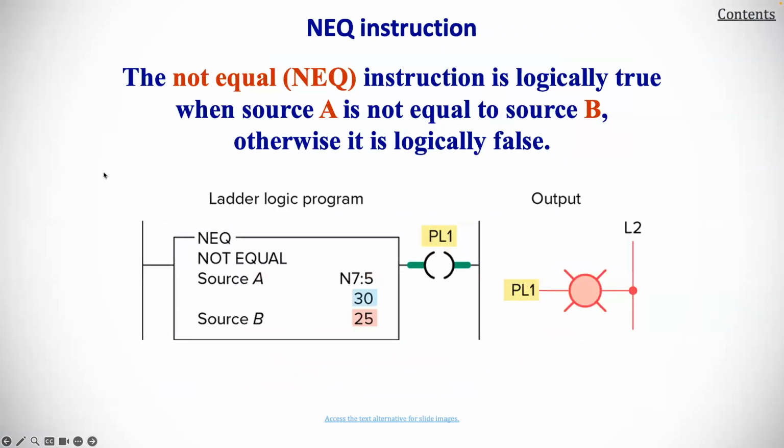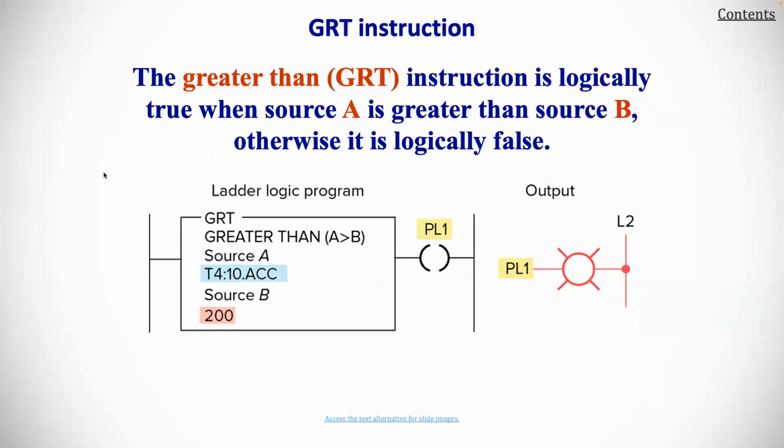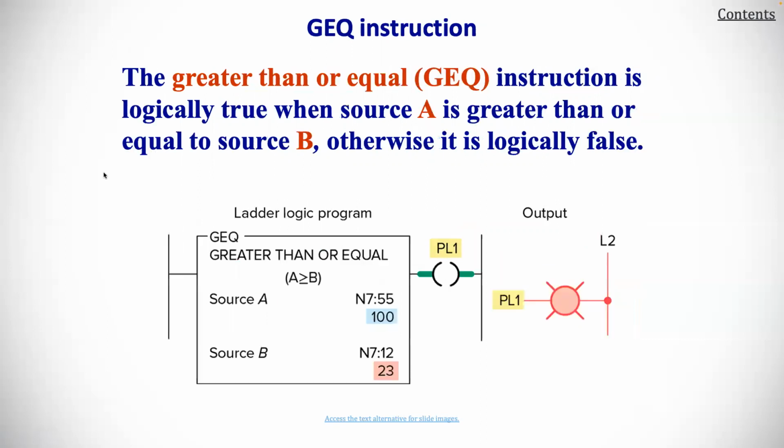The NEQ instruction is logically true when source A is not equal to source B. Otherwise, it is logically false. So thus we get some decisions that we can be making. The less than LES instruction is logically true when source A is less than source B, otherwise it is logically false. The GRT instruction is logically true when source A is greater than source B, otherwise it is logically false.